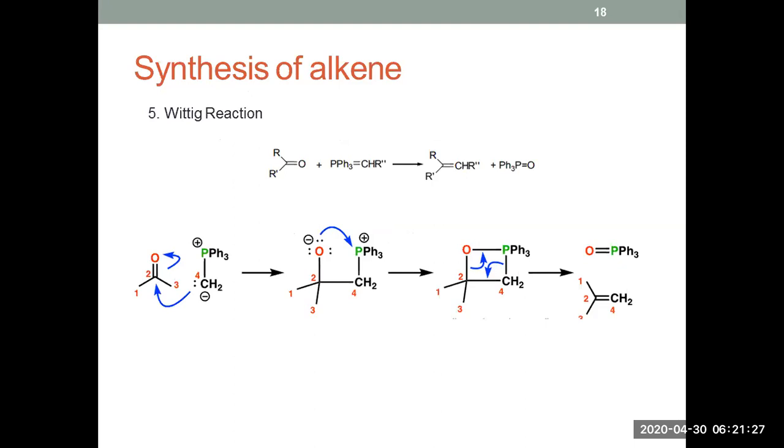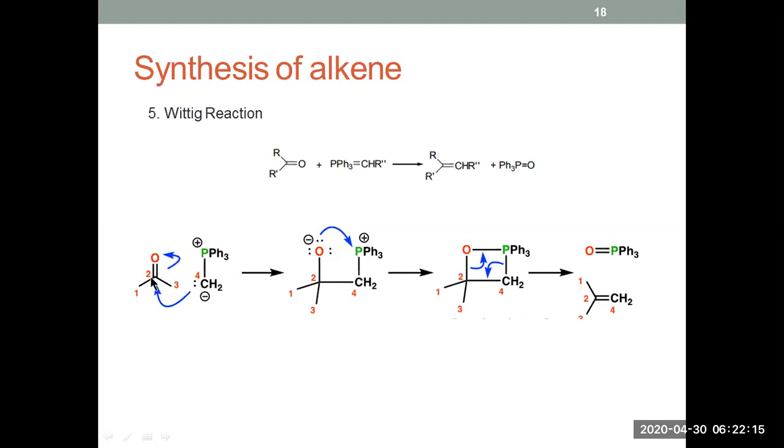Last method of synthesis of alkene is Wittig reaction. This Wittig reaction was designed by Wittig. This is a carbonyl compound, carbon-oxygen double bond. This carbonyl compound reacts with this Wittig reagent to give you this type of highly substituted alkene in a very efficient way. This is triphenyl phosphine oxide, its byproduct. At the bottom, you can see the mechanism of this reaction. This is acting as a carbon with negative charge. This is acting as a carbonyl. This is actually the Wittig reagent.